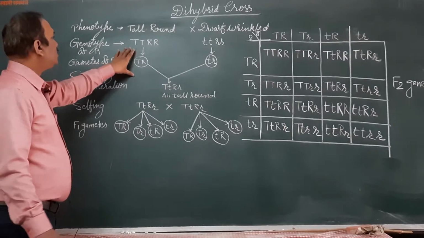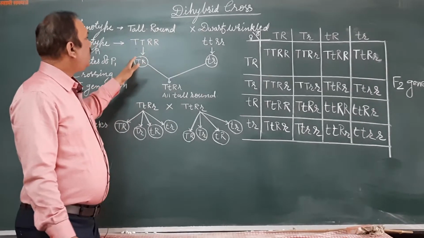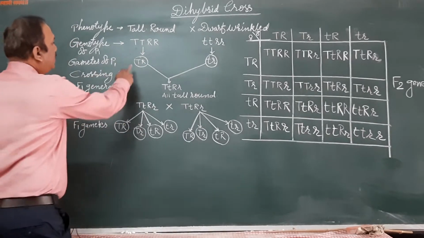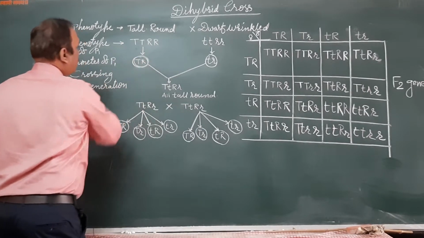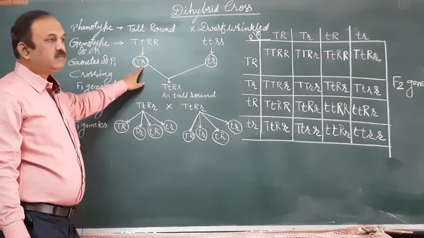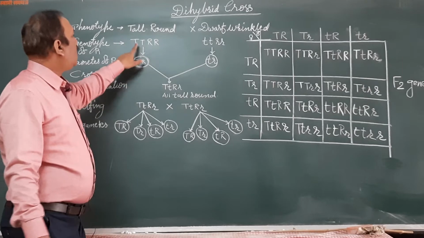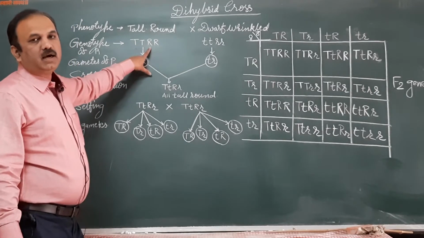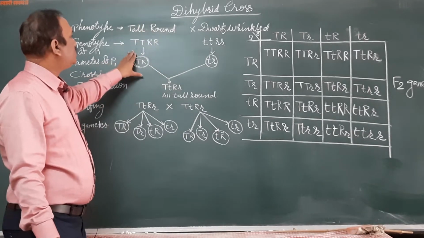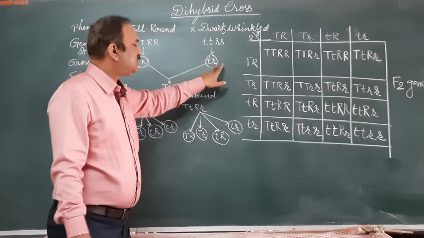Now the first process is the gametes. In any type of cross we find out the gametes. Gametes are written in a circular shape. So these are capital T and capital R. Here we can find the law of segregation. The law of segregation says that during the formation of gametes, one allele of one character goes into a single gamete. So here we have only capital T, capital R, and here it is small t, small r.